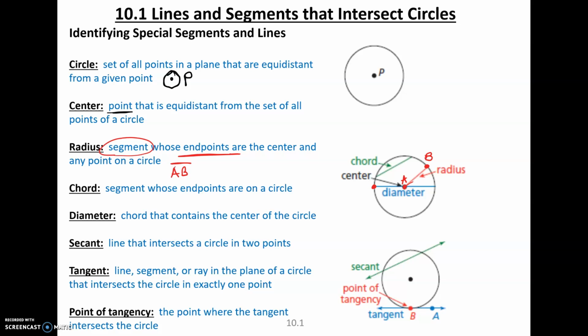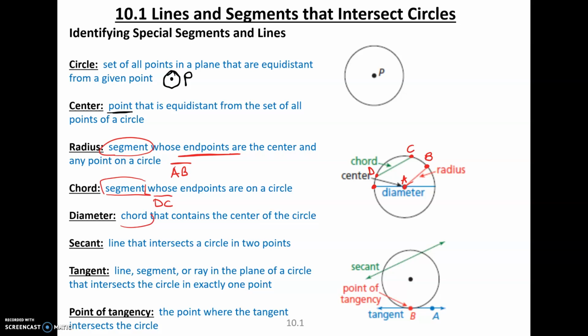Okay, then we have our chord. Chords are just segments whose endpoints are on the circle. So again, we have a segment, so think about what that would look like. Maybe we pick our favorite letters. Those are DC this time. So that's D and C. Okay, so it's just a segment whose endpoints are on the circle.